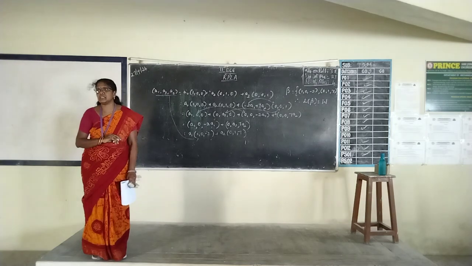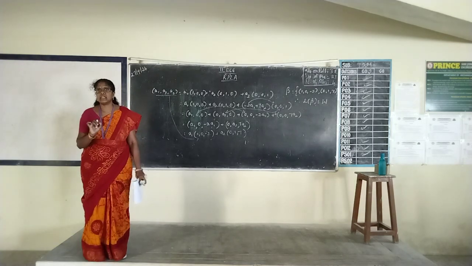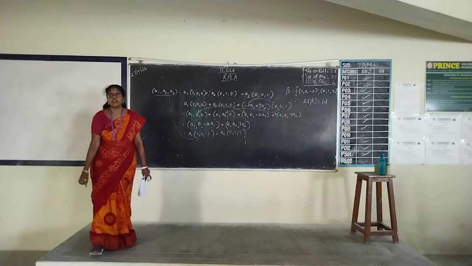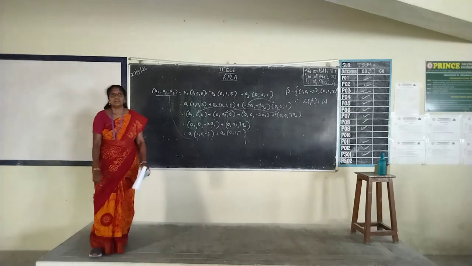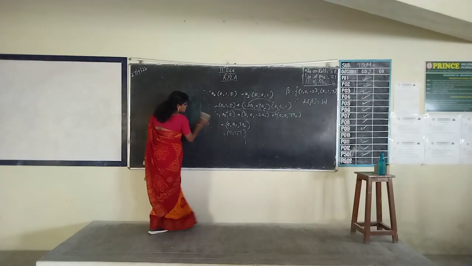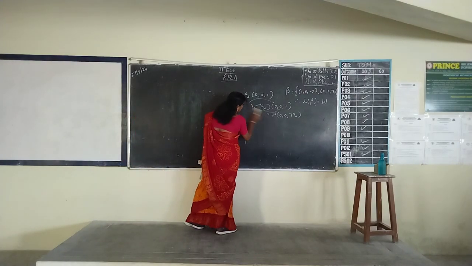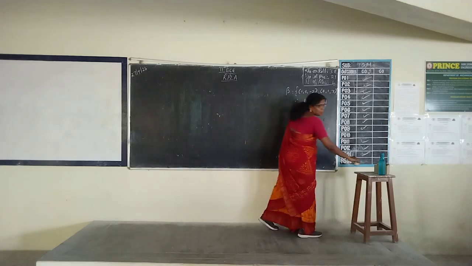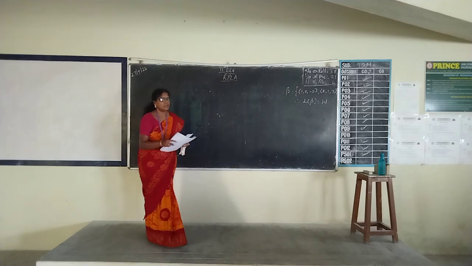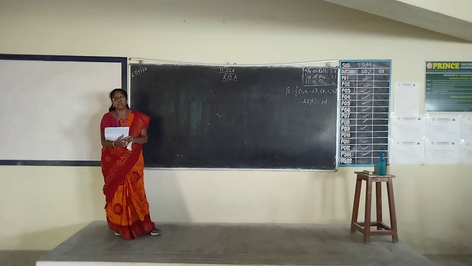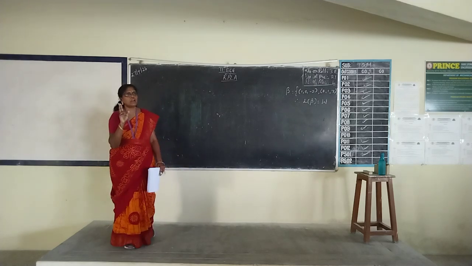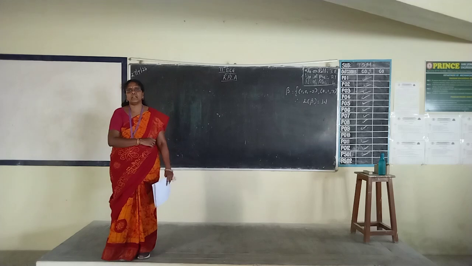When will it become a basis? Only if it is linearly independent. Now we have to check whether beta is linearly independent or not. So right, to check whether beta is linearly independent or dependent. How many elements are in beta? Two. How do you prove independence? What is the condition for independence?